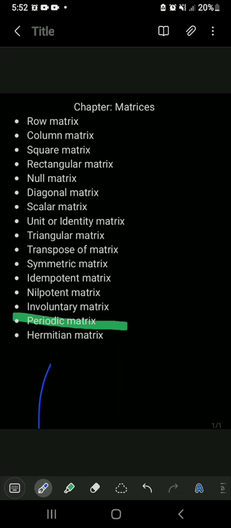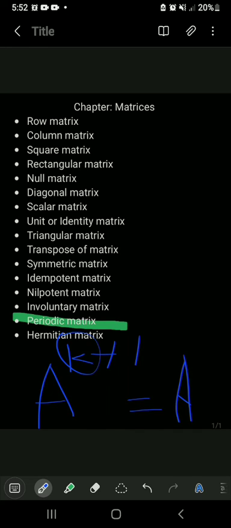If we talk about a periodic matrix, it is A to the power k plus 1 equals A, where k should be greater than or equal to 1. If we take an example, for example 2, 2 plus 1 is 3. If we take the power 3, it becomes 8.